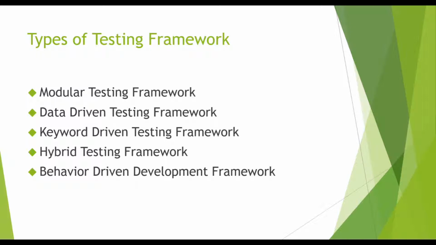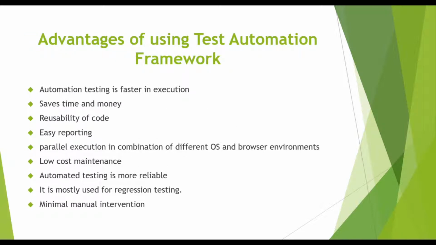The next is types of testing frameworks. There are different types of test automation frameworks out there, such as the modular testing framework, data-driven testing framework, keyword-driven testing framework, hybrid testing framework, and behavior-driven development framework. Since we are using a test automation framework, we should know why we are using it, and the advantages of using it.